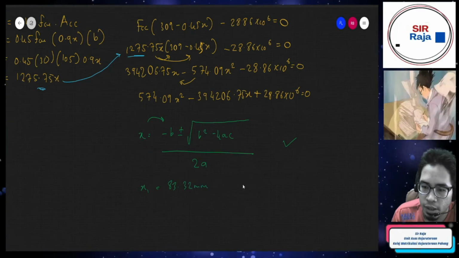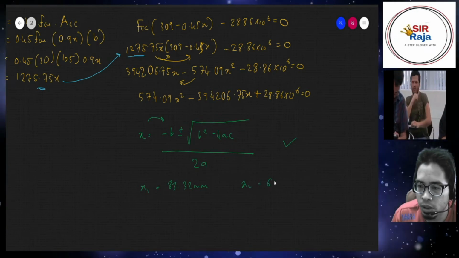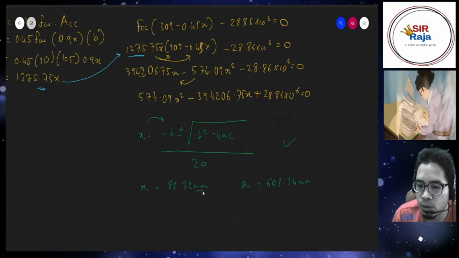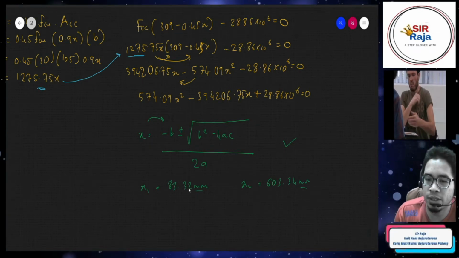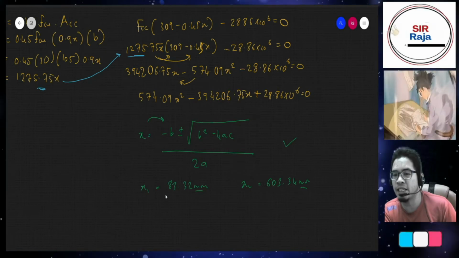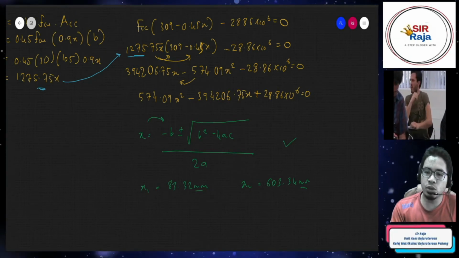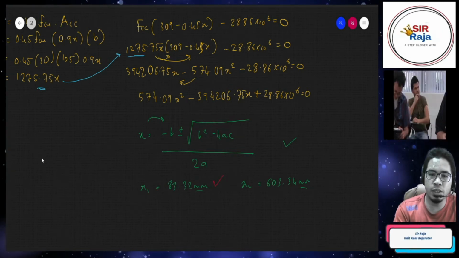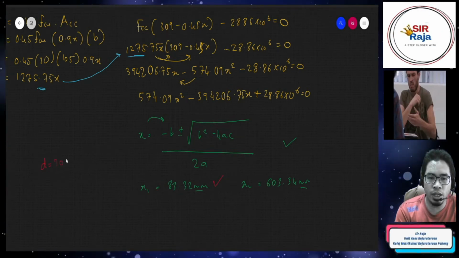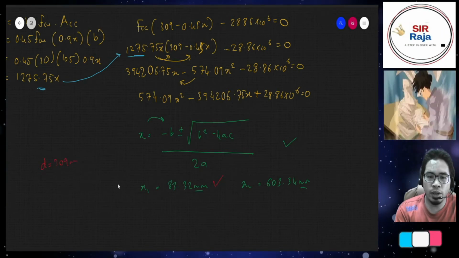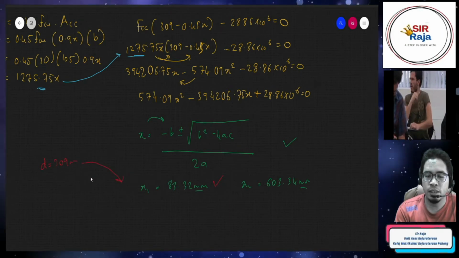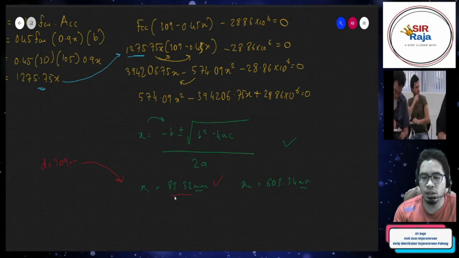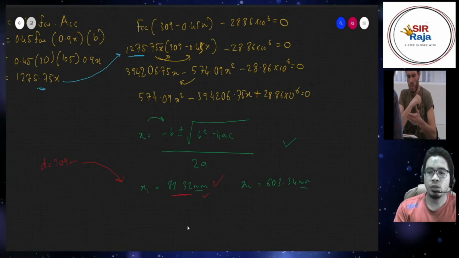and x2 is equal to 603.34 mm. Notice that I use this unit mm because x is actually the neutral axis depth in mm. Alright, so which one are we going to use? We're going to go with this one. Why? Because our D is 309 mm. Therefore, our x shouldn't be bigger than D. So this is the most rightful answer. So this is our x.